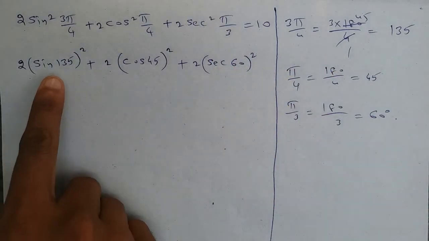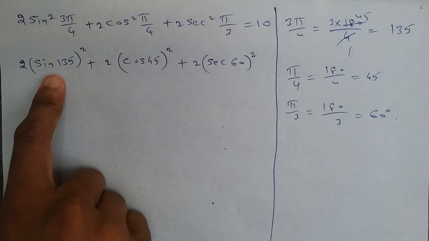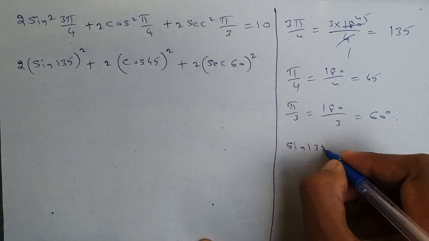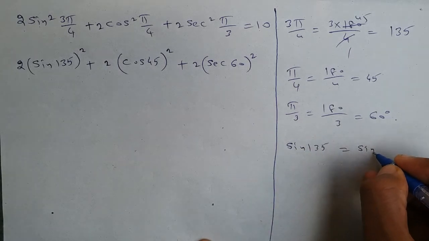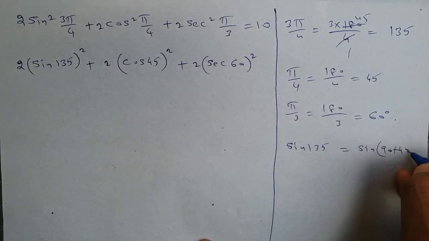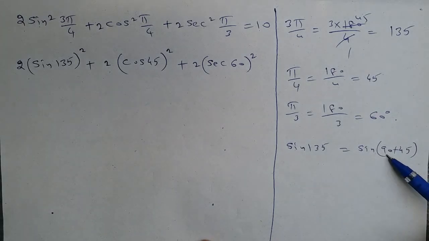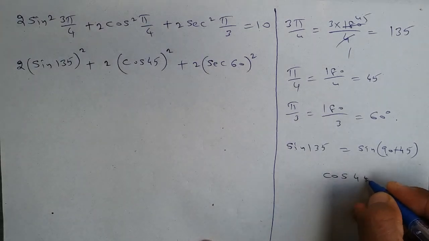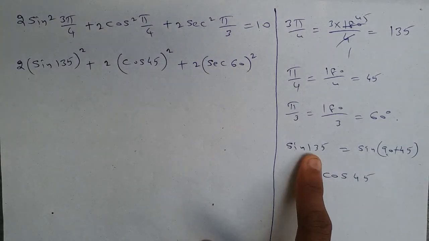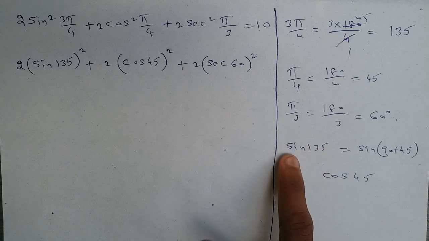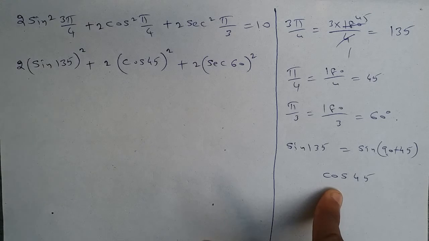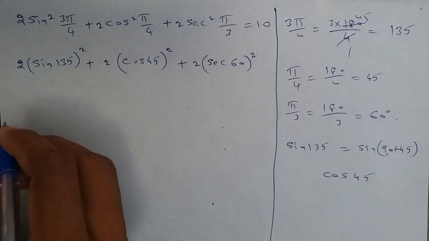Now first let us find what is the value of sine 135 degrees. So sine 135, I am writing it as sine of 90 plus 45. Here 90 is 1 into 90. So 1 is an odd number. Sine will become cos. So cos 45. 135 belongs to the second quadrant. In the second quadrant, sine is positive. So this is also positive. Then cos 45 value is 1 by root 2.